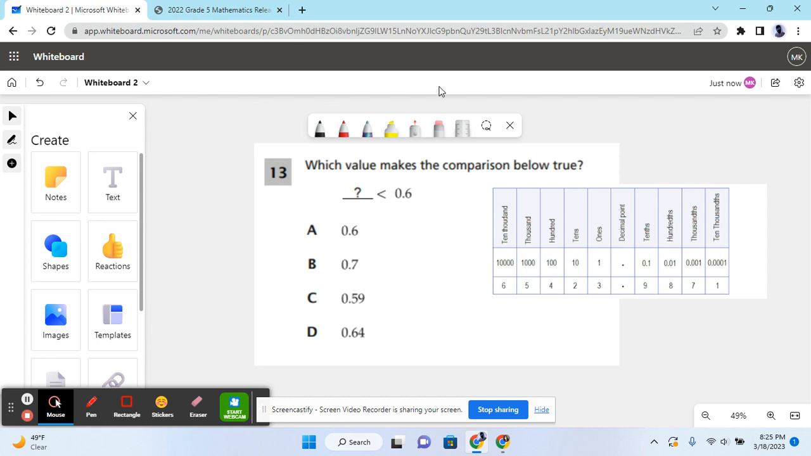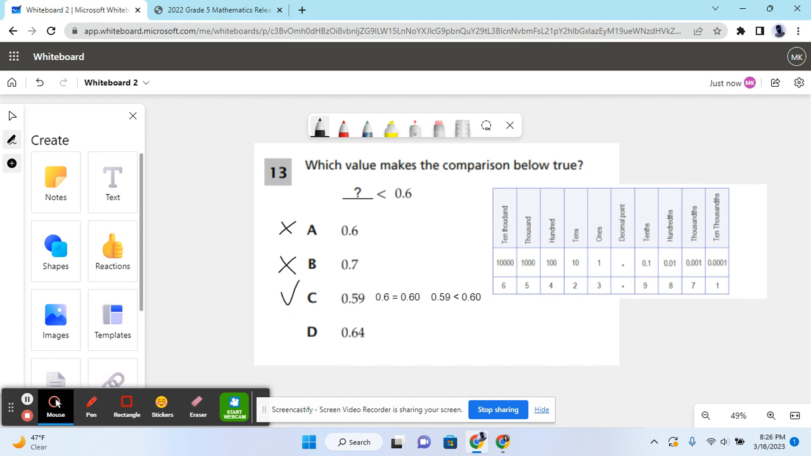So let's see the answer choices. For A, the answer is not 0.6 because 0.6 is equal to 0.6. The answer is not B because 0.7 is one more tenth than 0.6. The answer could possibly be C because 0.6 is equal to 0.60 and 0.59 is 1/100th less than 0.60. So C is a possible answer.